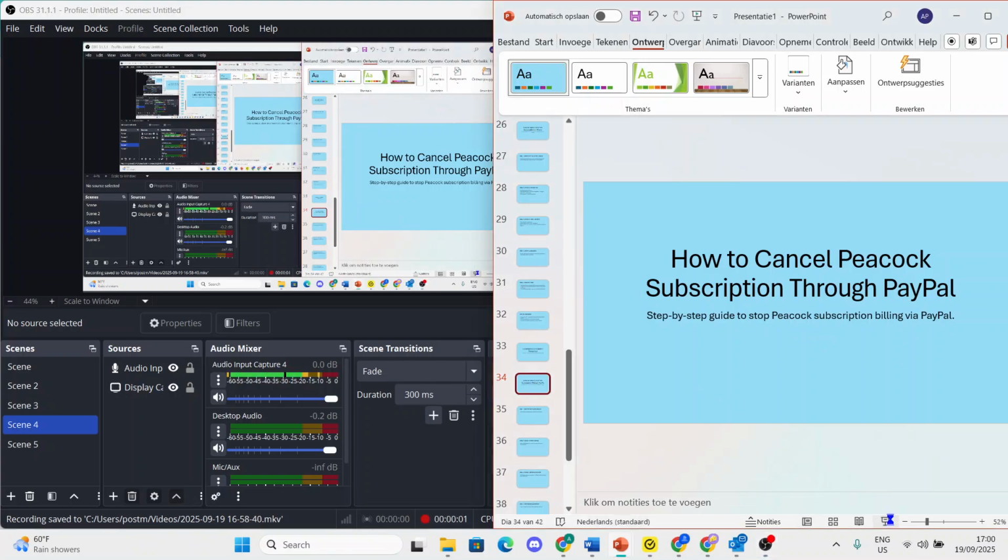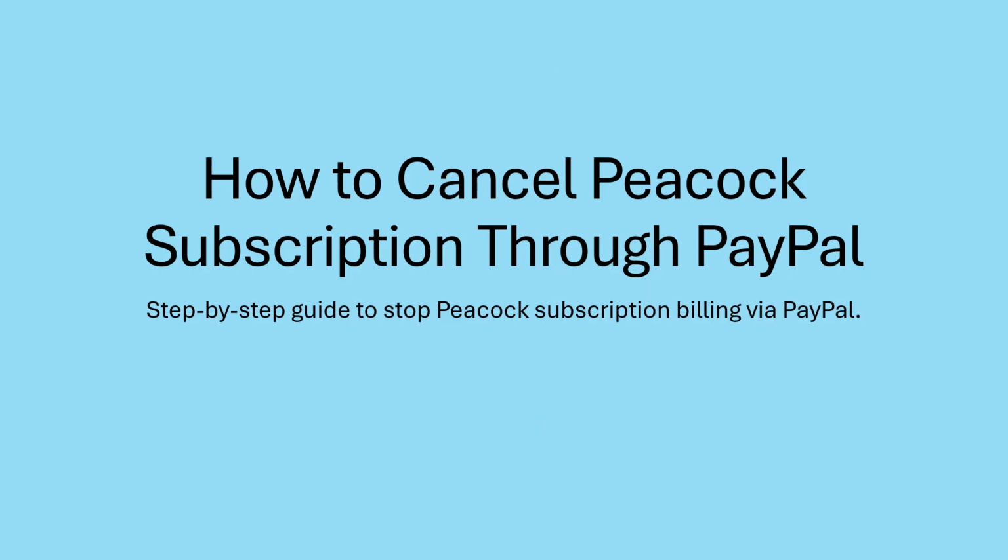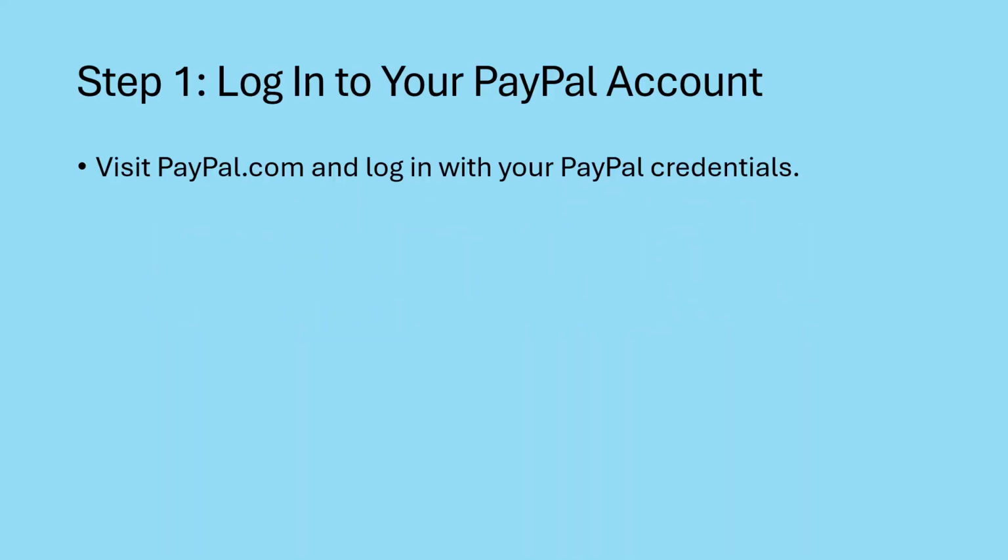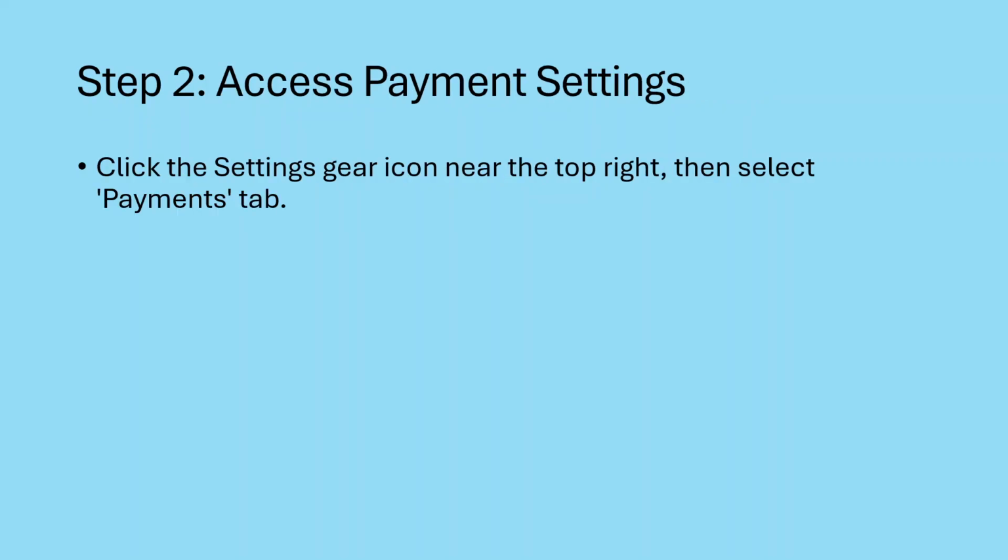In this video, I'll show you how to cancel your Peacock subscription through PayPal. Step 1. Log into your PayPal account. Visit paypal.com and log in with your PayPal credentials. Step 2. Access payment settings. Click the settings gear icon near the top right, then select Payments tab.